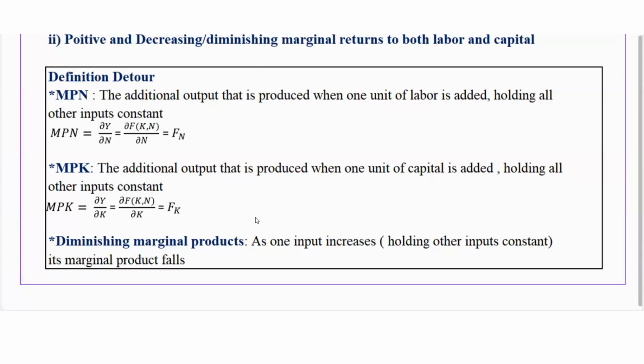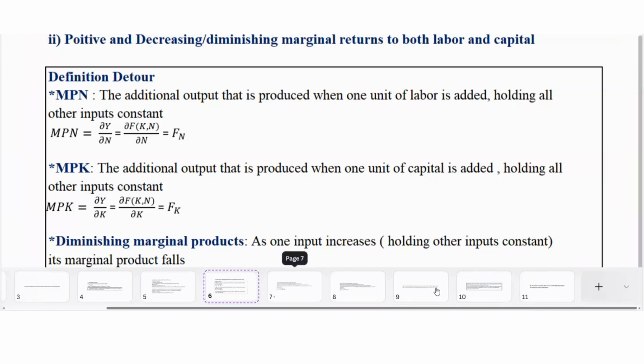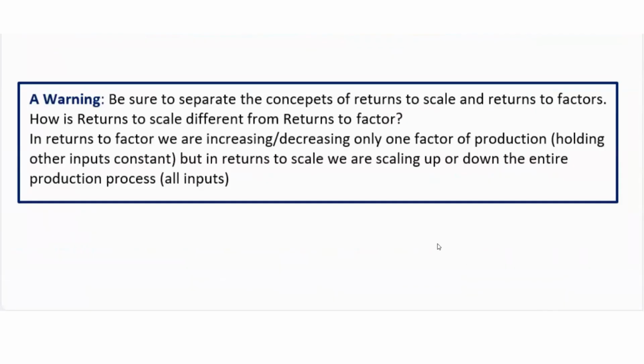So it's very important to distinguish between returns to factor and returns to scale. The first assumption we make about the production function is related to returns to scale, where we assume it satisfies constant returns to scale: if we change all inputs by some factor, output gets changed by the same factor. The second assumption we make is concerned with returns to factor.